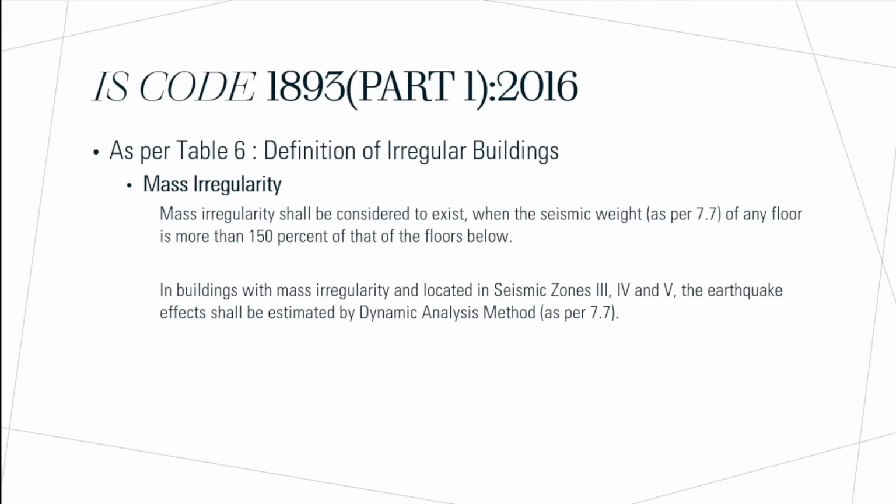So now moving forward, as per IS 1893, it states that mass irregularity can be considered when the seismic weight of any floor is more than 150% of that of the floor below. Right? So for example, I will show you a figure in the next slide. You can see there as well. And if it is in seismic zone 2, 3 and 4, dynamic analysis should be carried out. Okay, now let us go to the next slide.